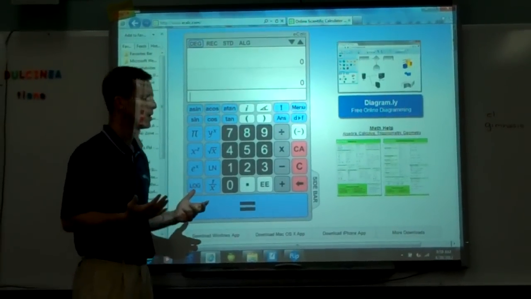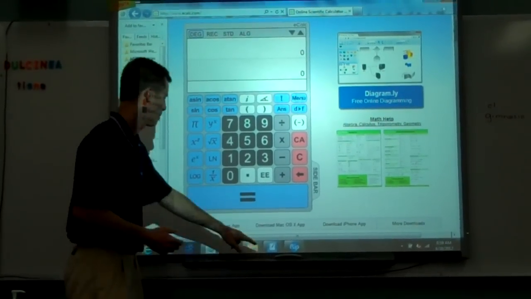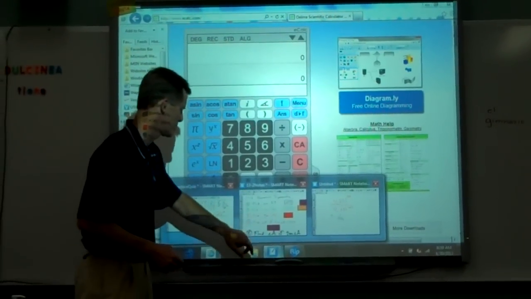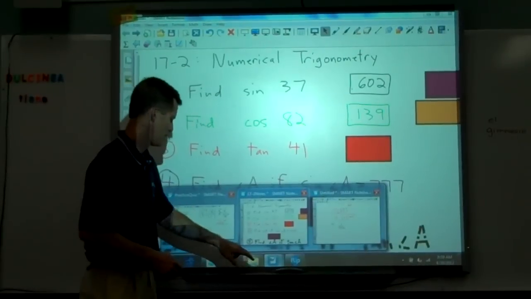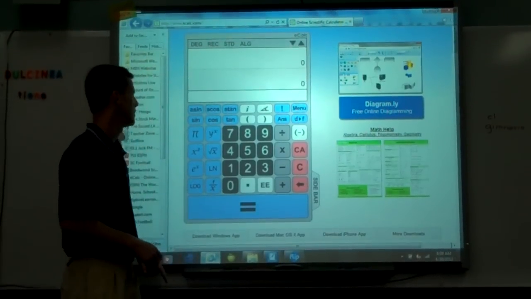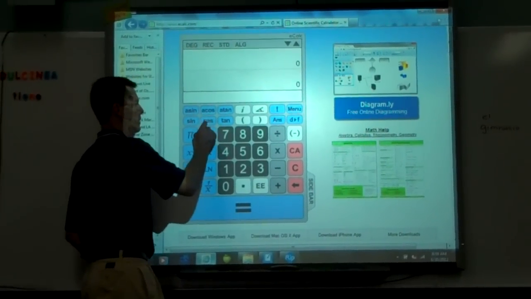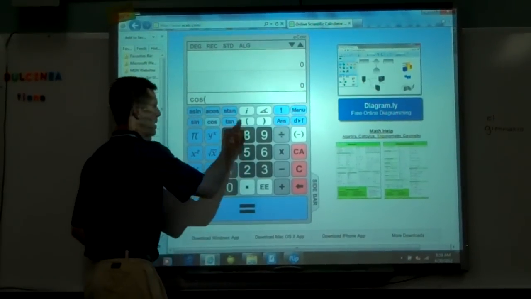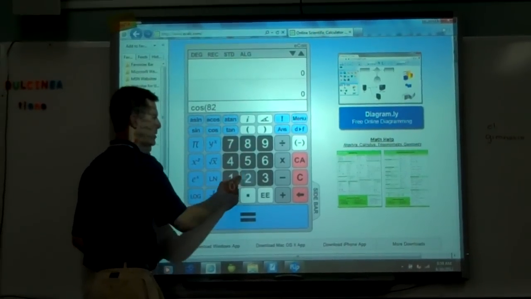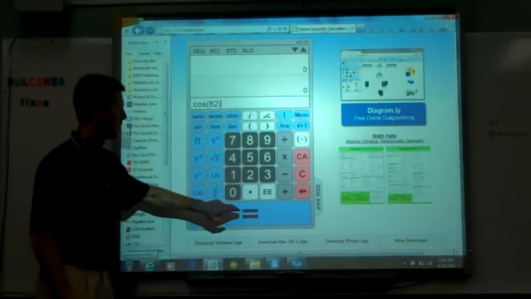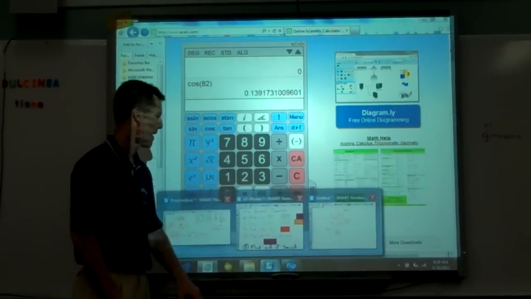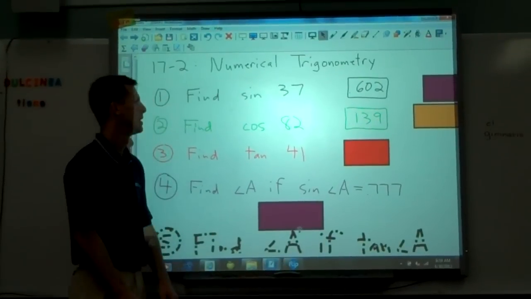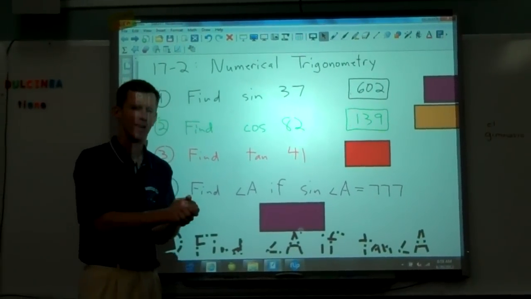So, for example, in that last problem where we had the cosine of 82, all you have to do is hit cosine, open parentheses, 82, close parentheses, you hit equals, and you get 0.139. Now let's see if that matched what we got before. Yes, it did! Thank goodness.